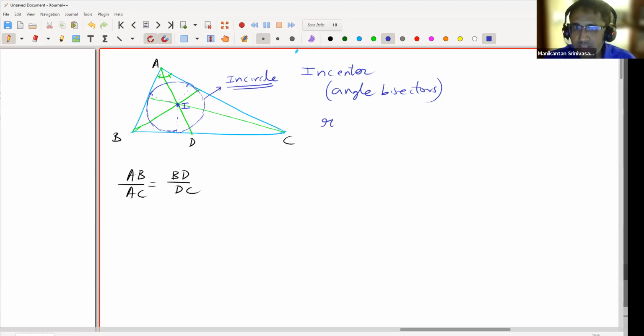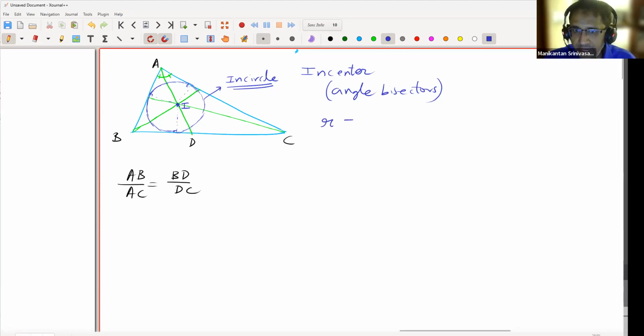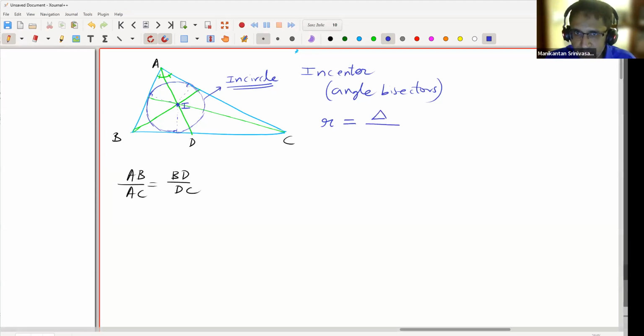And that radius, just 1 second, I'll just finish this. And that radius is delta by S. I'll just come to what delta and S is. Yes, go ahead, please.